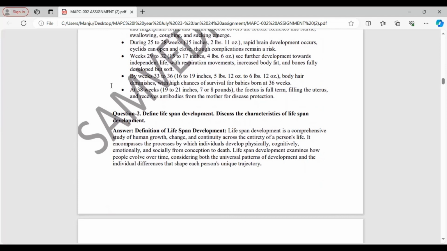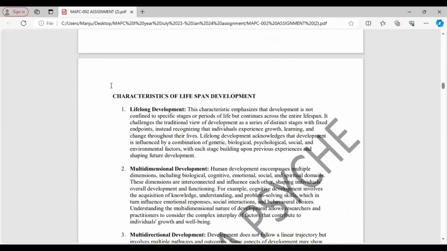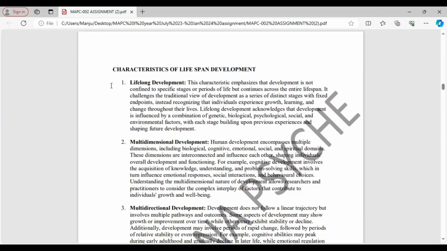Lifespan development is a comprehensive study of human growth, change, and continuity across the entire life of the person. It encompasses the process by which individuals develop physically, cognitively, emotionally, and socially from conception to death. Then, characteristics. I will just go through the headings, and you have to write the characteristics point-wise, as you can see here, along with the subheadings.